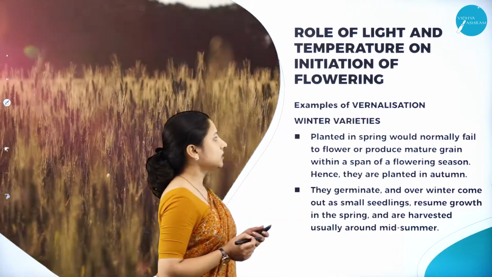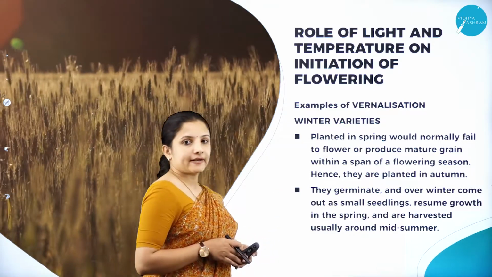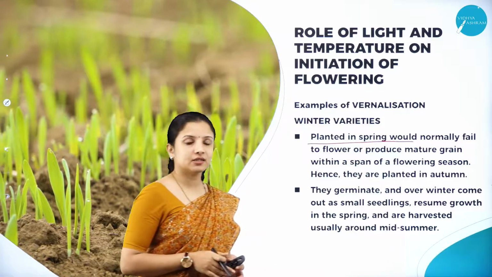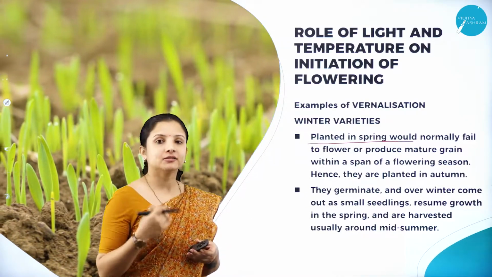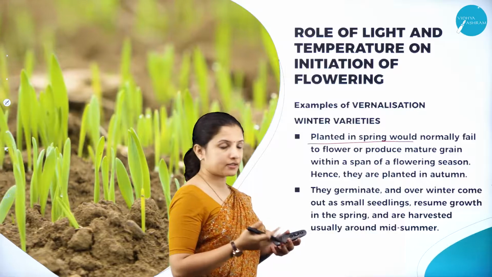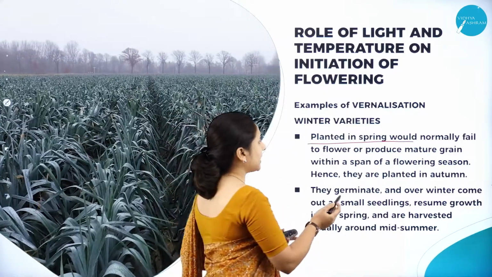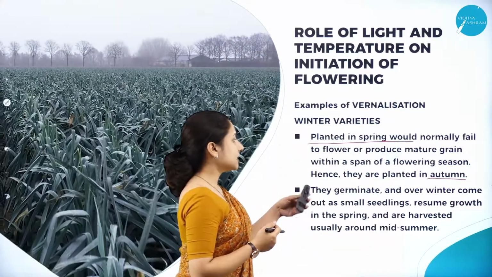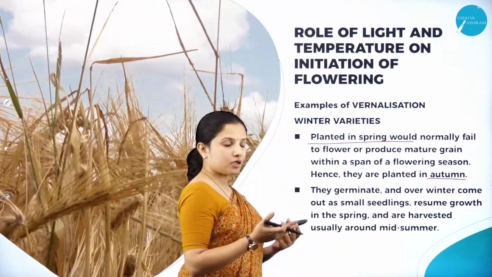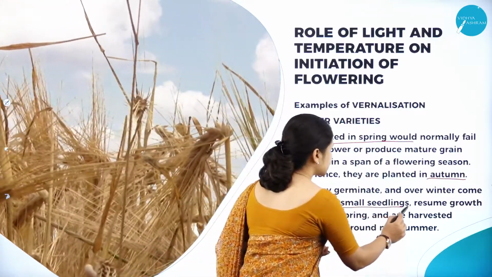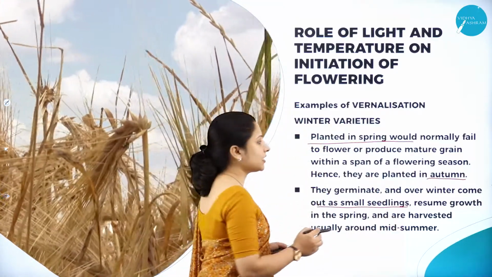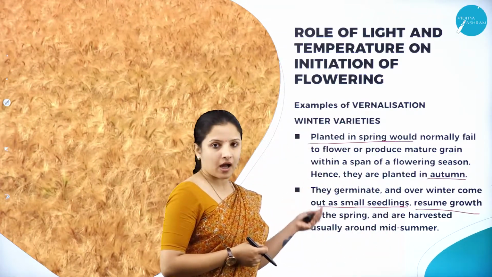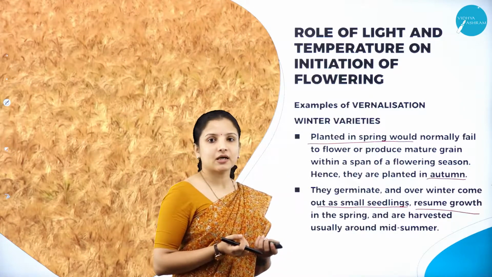Next, talking about the winter varieties. Winter varieties cannot be planted in the spring. Why? Because during the spring season, the winter varieties attain growth. So that is why they cannot be planted in the spring. Instead, they will be planted in the autumn season. When they are planted in the autumn season, they will germinate, and once winter comes, they will come out as small seedlings, and during the spring season, they will start to grow, and somewhere around midsummer, they can be harvested. That is how the winter varieties are grown.